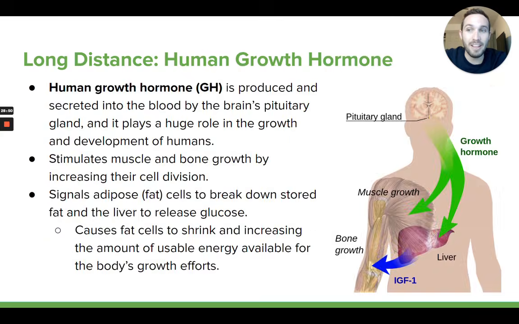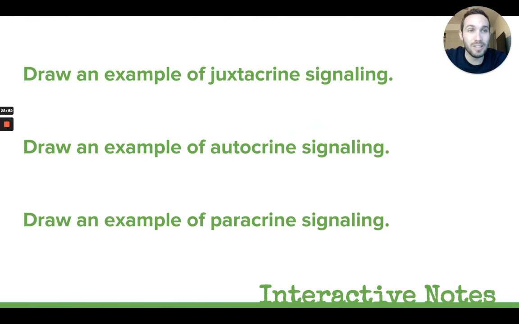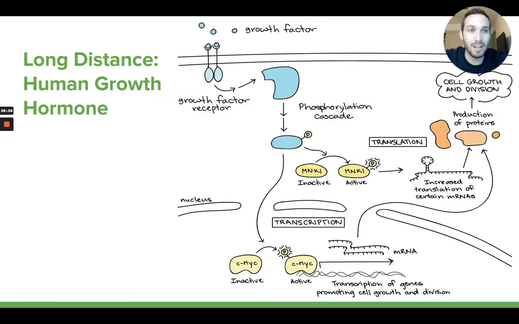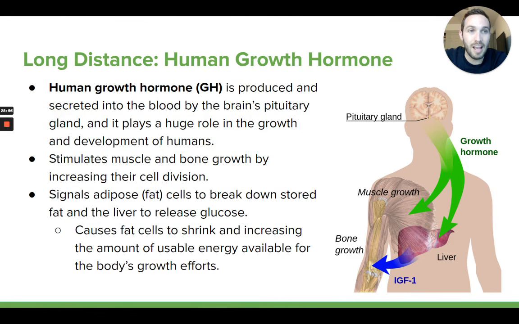Anyway, that's it for these notes and these different examples. So hopefully you guys have a pretty sound understanding of what juxtacrine signaling is, paracrine signaling, autocrine signaling, which are all kind of like short distance communication, and how that's a little different than endocrine signaling, which is more long distance.